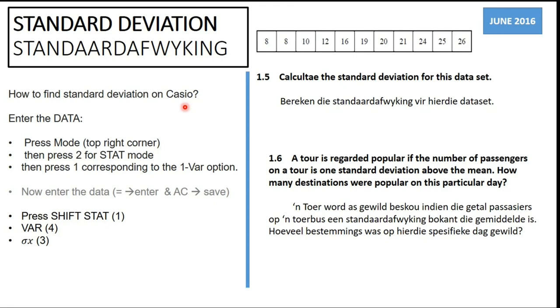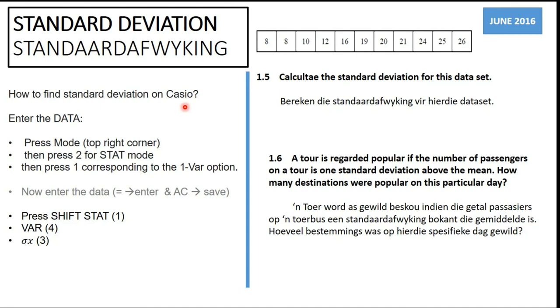Now, unfortunately, in all my grade 12 and grade 11 classes, I always have one or two or three or four or five people who are not working with Casios but scientific calculators. Unfortunately, they will have to find out by themselves, or get the one clever child in the class who knows how all calculators work, or Google it, or study the booklet that comes with it.